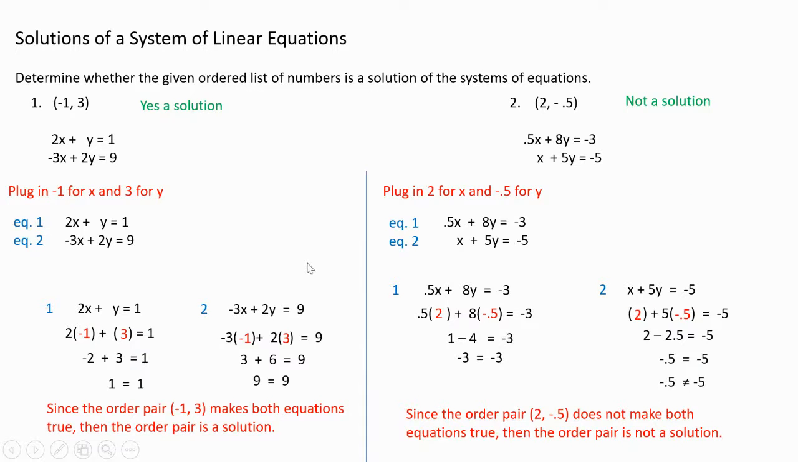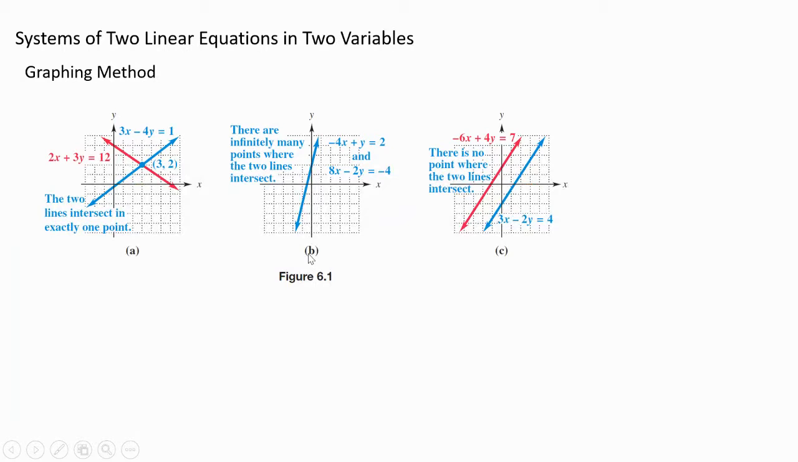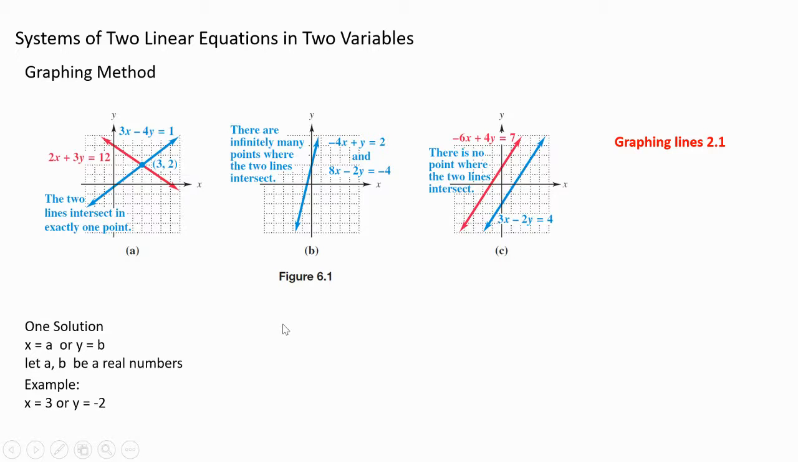Okay. Now let's continue to the next topic. It is going to be systems of two linear equations in two variables. This is the graphing method. You see, guys, these are two equations, and where they intersect is your answer. So for example, for these two, the answer will be 3, 2. Now on figure B, going back to A, this will be one solution, right? x equals a or y equals b.